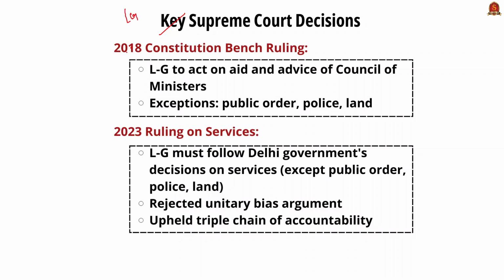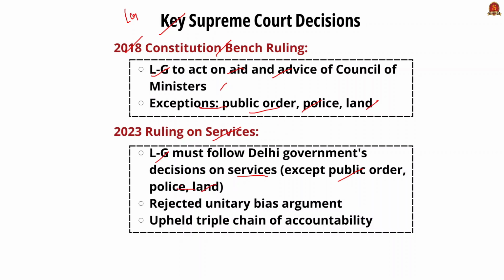In the 2018 Constitution Bench ruling, the framework for governance sought to clarify the role of the LG and the Chief Minister, emphasizing the need for the LG to act on the aid and advice of the Council of Ministers. The exceptions are, it reiterated that the LG has special powers in matters of public order, police, and land. Next is the 2023 ruling on services. When it comes to administrative control, it ruled that the LG must follow the Delhi government's decision on services except for public order, police, and land.